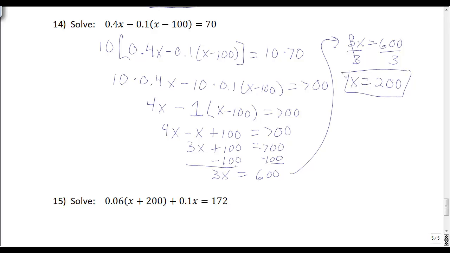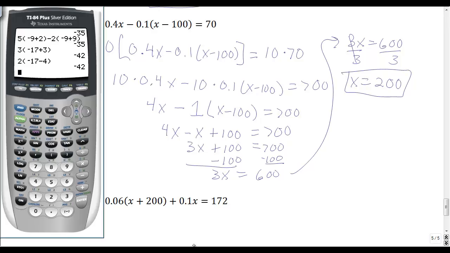So that's my answer. And I could check this. With decimals, it's relatively simpler to check on the calculator here. So I get 0.4 times 200 minus 0.1 times 200 minus 100. Another 0 there. And what I get is 70, which is what I expect, so it did check out.